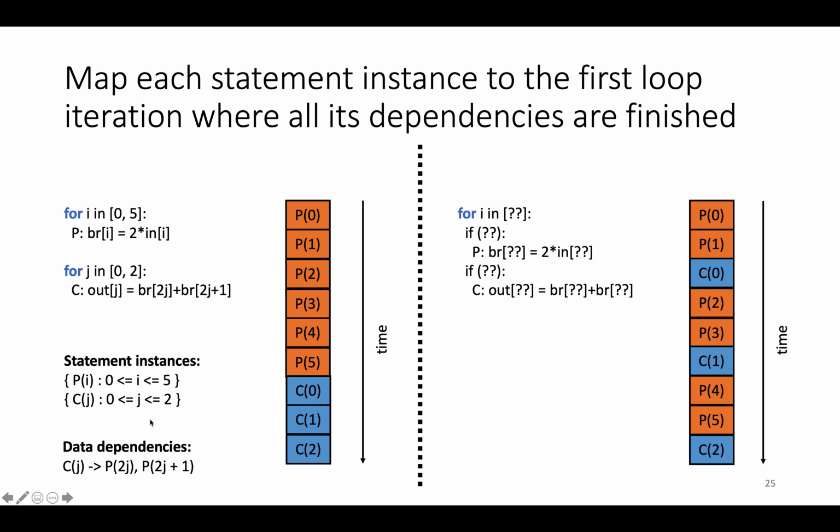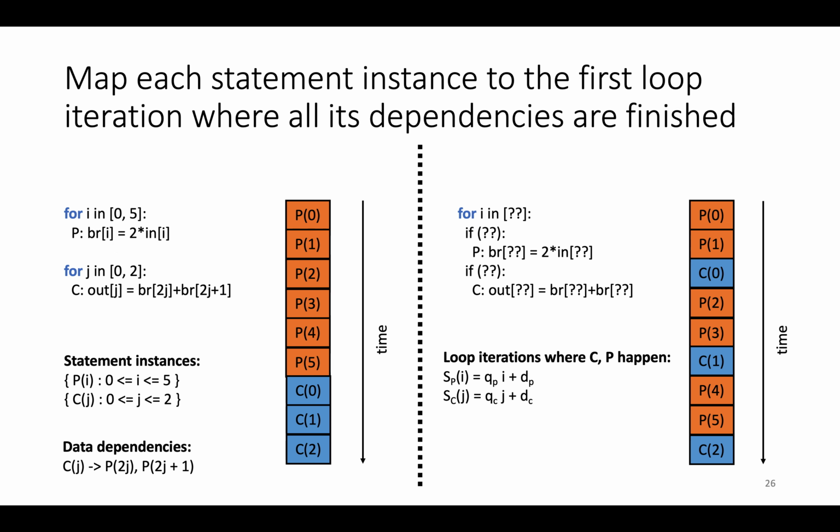And the data dependencies between these statements are that the jth instance of the consumer has to execute after the 2jth instance of the producer and the 2j plus 1th instance of the producer, because of course the jth instance of the consumer reads B[2j] and B[2j+1], and because the producer is a pointwise operation, B[2j] is produced at producer instance 2j and so on.